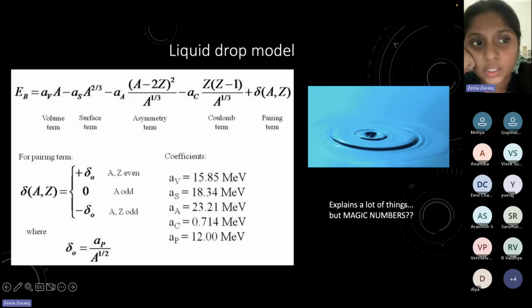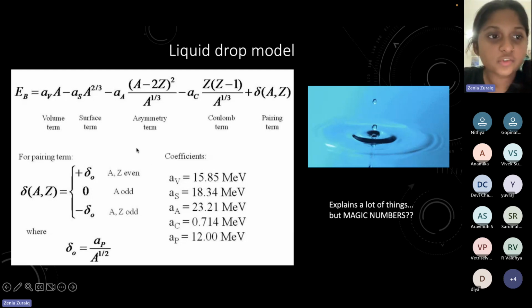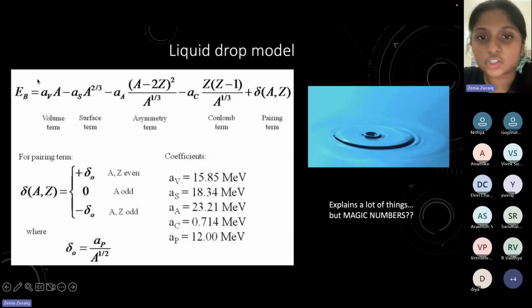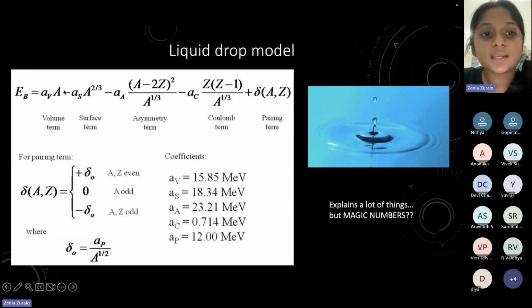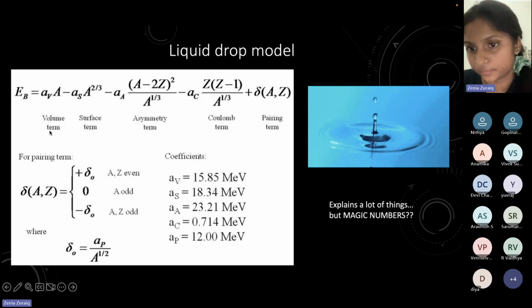Okay. So this is again something you should have seen. This E_B is the binding energy of the nucleus, and you can see that there are a lot of terms which contribute with different signs to the entire thing, right?